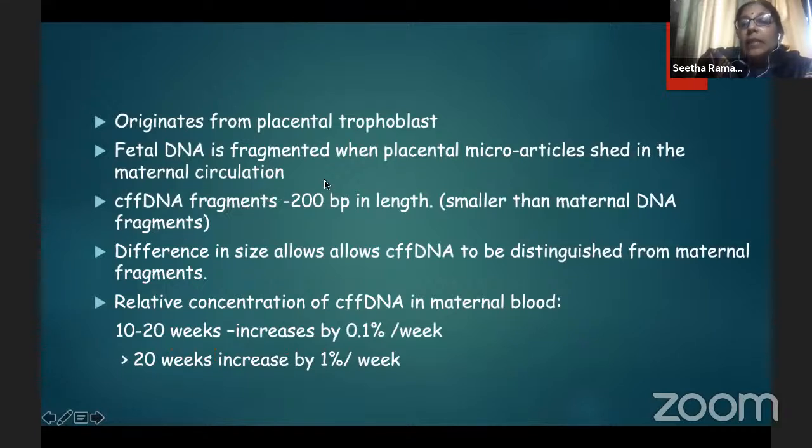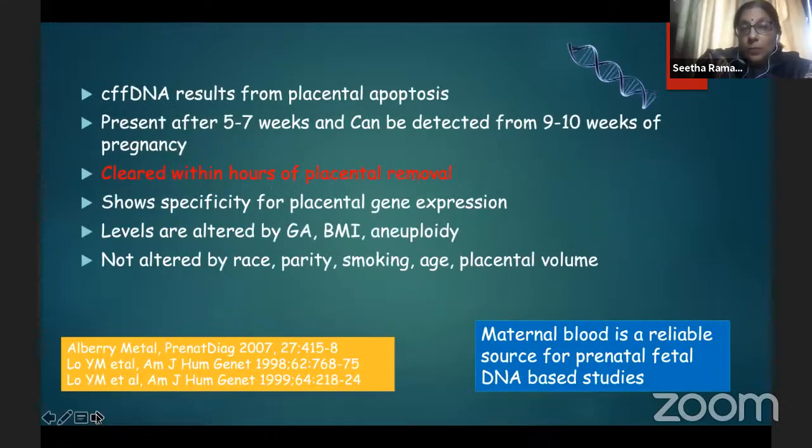And it is basically fragmented when these placental microparticles are shed in the maternal circulation. And so the difference in sizes between the maternal and fetal DNA allows this DNA to be distinguished from each other. And it can be seen anytime from 10 weeks onwards. It increases by about 0.1% per week and by 1% per week after 20 weeks. So it is present from 5 to 7 weeks, but usually detected from 9 to 10 weeks. And the best part of it is that it has absolutely no memory. That is, it is cleared within hours of placental removal.